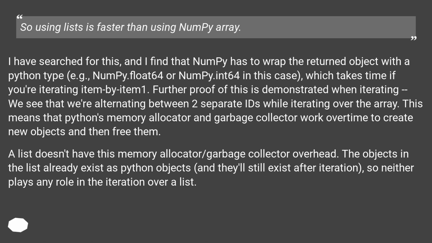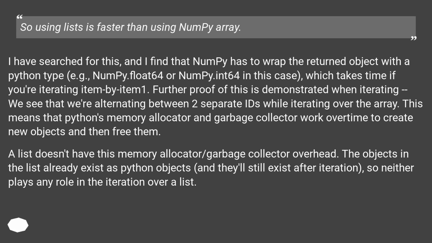So using lists is faster than using Numpy Array. I have searched for this, and I find that Numpy has to wrap the returned object with a Python type, for example, numpy.float64 or numpy.int64 in this case, which takes time if you're iterating item by item. Further proof of this is demonstrated when iterating. We see that we're alternating between two separate ids while iterating over the array.